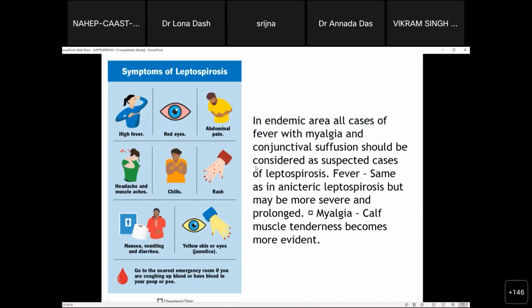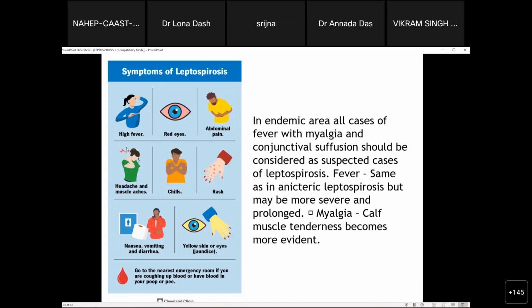In endemic areas, like I mentioned earlier, especially post-flooding and post-rains, all cases of fever with myalgia and conjunctival suffusion should be considered suspected cases of leptospirosis. There are two types, the one without jaundice and the one with jaundice. Fever is the same in both, and in the severe one it may be more severe and prolonged. Another important finding in moderate and mild leptospirosis is calf muscle tenderness.